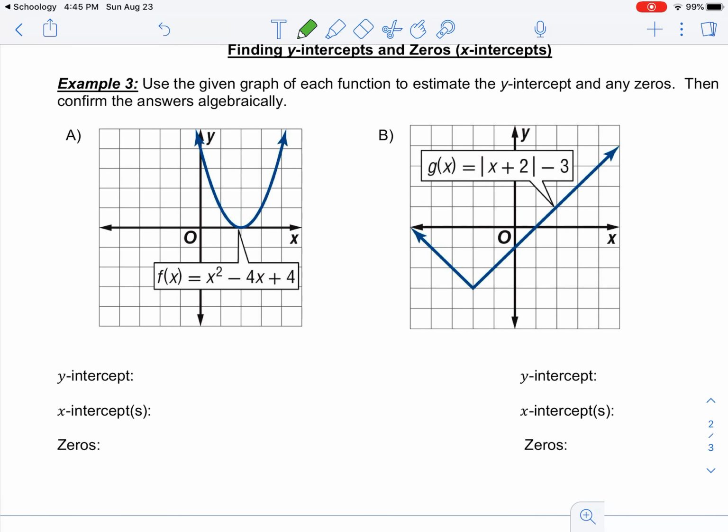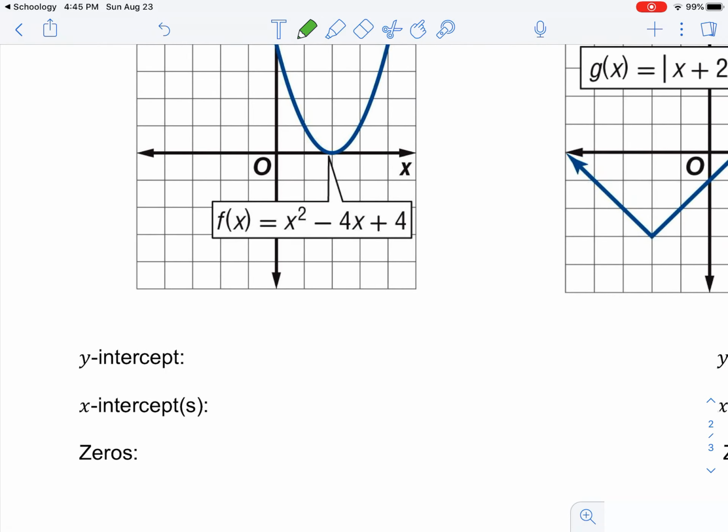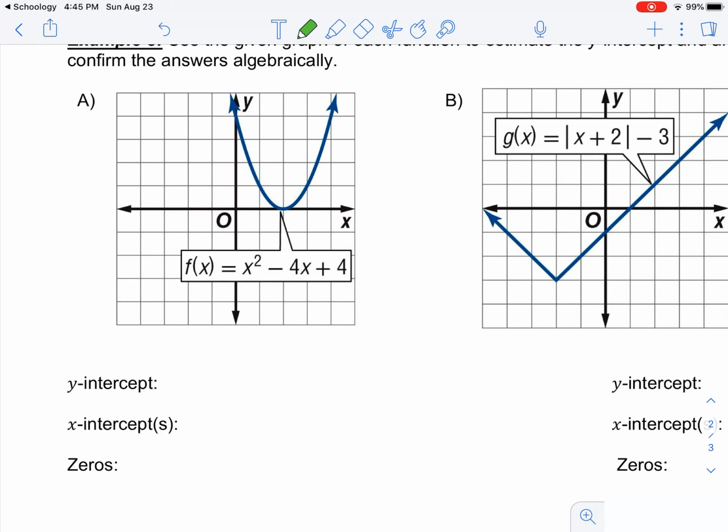Okay, so this is finding y-intercepts and zeros and x-intercepts. So it says, use the given graph of the function to estimate the y-intercept and any zeros, then confirm the answers algebraically. I think that's a stupid idea. So what I have students do is you find the y-intercepts, x-intercepts, and zeros algebraically, and then confirm using the graph, okay? Because that's what we want you to do.